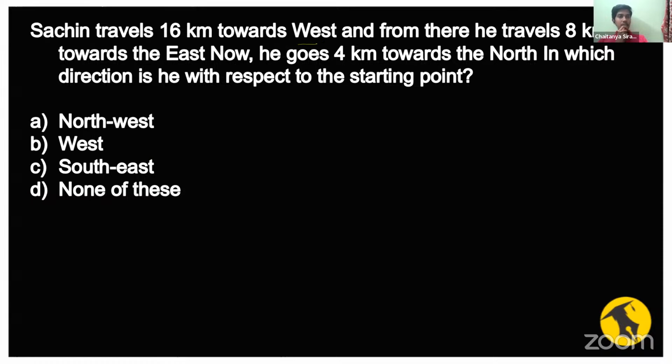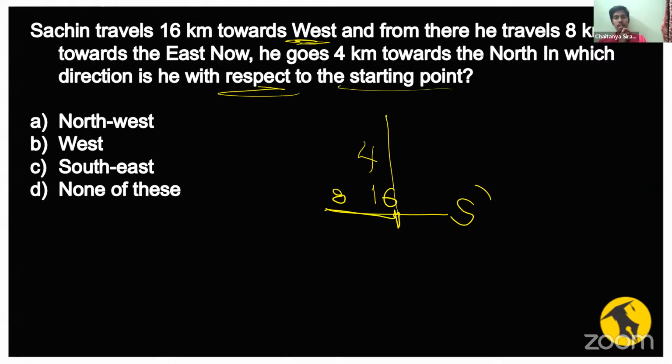Sachin travels 16 kilometers towards west. Okay, let's say Sachin was here. 16 kilometers towards west, then travels 8 kilometers towards east. So now he comes back the same way. And then finally goes 4 kilometers towards north. The question asks in which direction he is with respect to the starting point. So take this as your reference point. This is his final position. So this is nothing but the northwest direction, option A. Fairly easy question. Let's move to the next question.